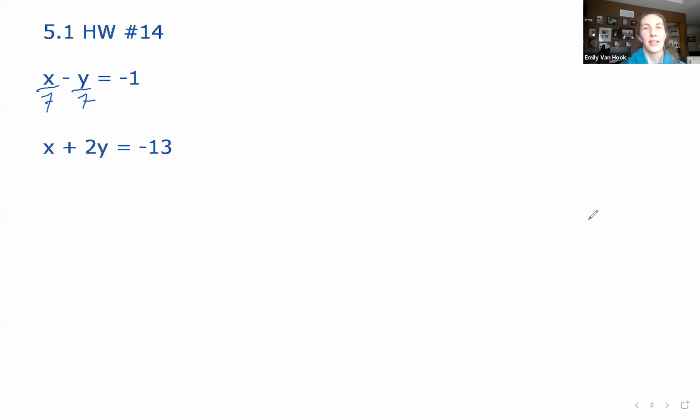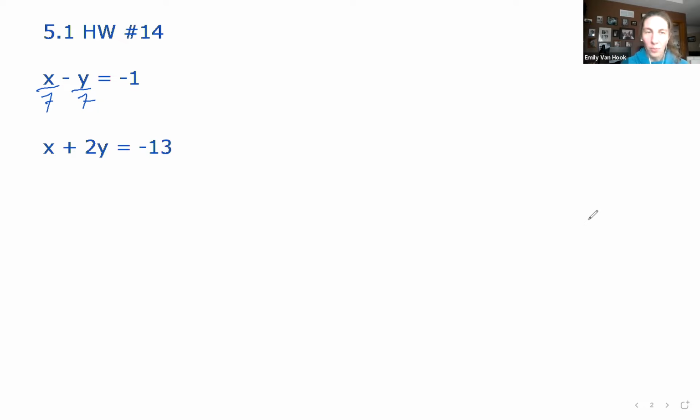All right, here's our last example that we're going to show right now. This is from the 5.1 homework. This is number 14. I picked it because the original system of equations has fractions. Just double checking that I copied it right. Yes, so it's x over 7 minus y over 7 equals -1.